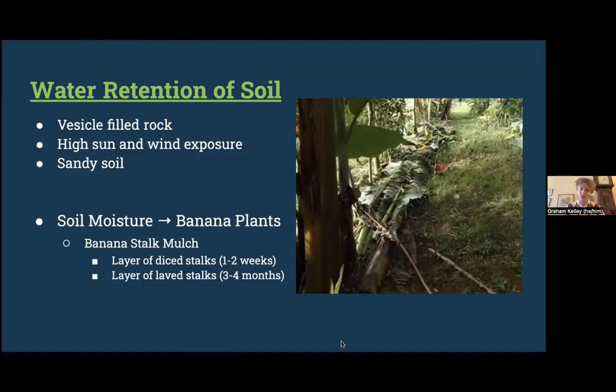The diced mix is a mulch that really gives a boost of moisture and nutrients within the first 1 to 2 weeks.